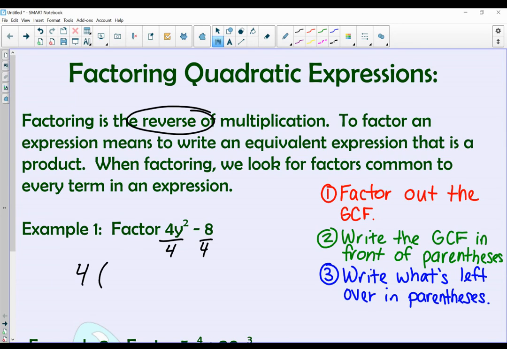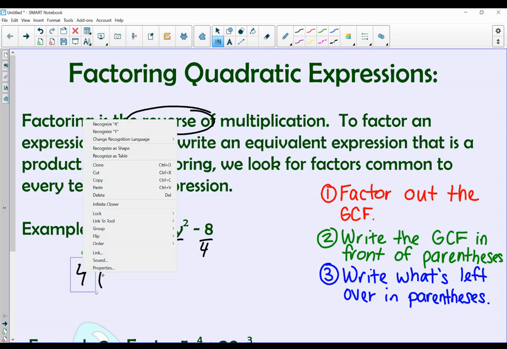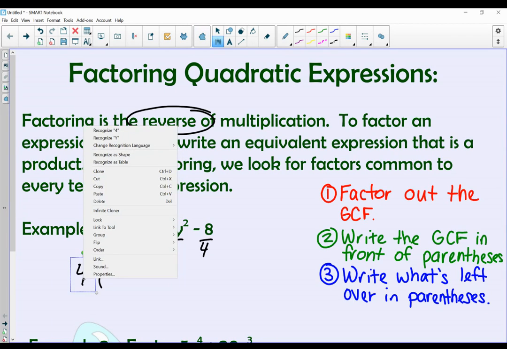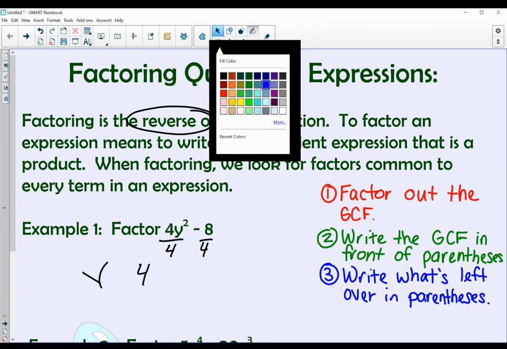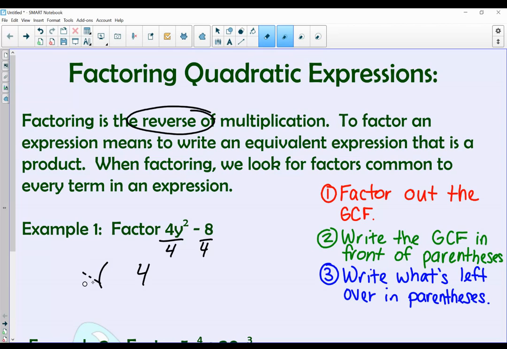So let's scoot this over. Oh, I can't move it. Right, hold on. I want to scoot this over so that it's lined up exactly the way it should be. Okay.